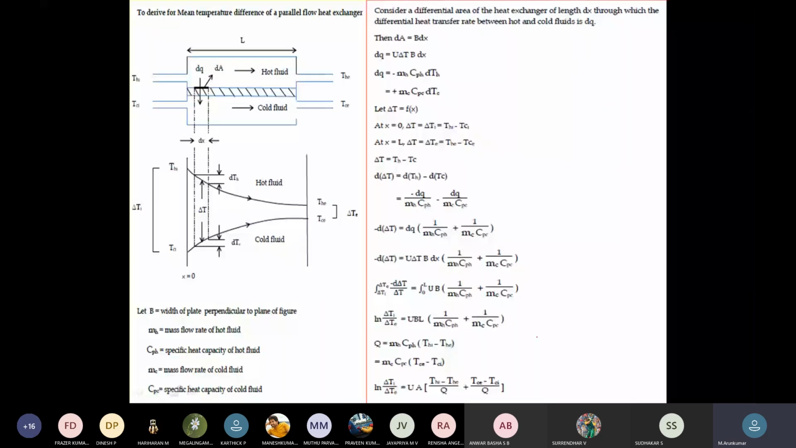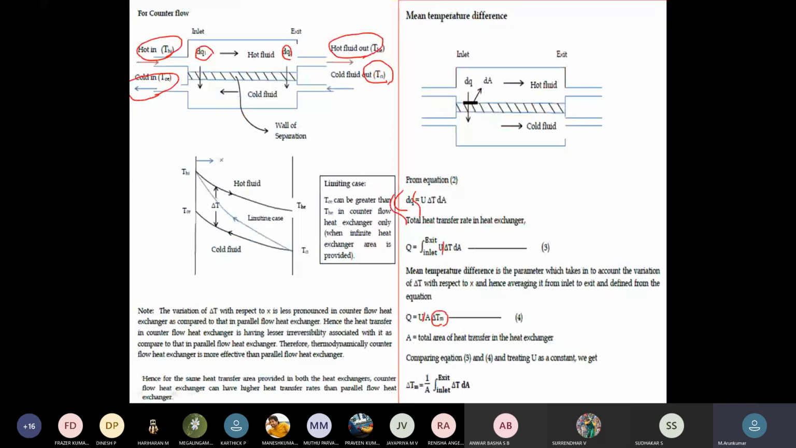Right. So to derive the mean temperature difference, this equation, delta T M stands for mean temperature difference, right? This is the general equation for the mean temperature difference, that is delta T M will be equal to 1 by A into the integration of delta T dA, right? So we can have that for both the parallel flow heat exchanger as well as the counter flow heat exchanger.